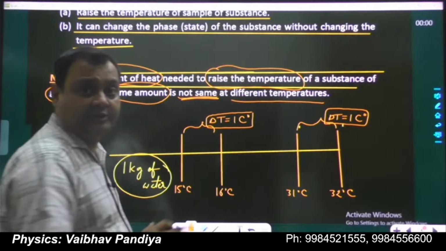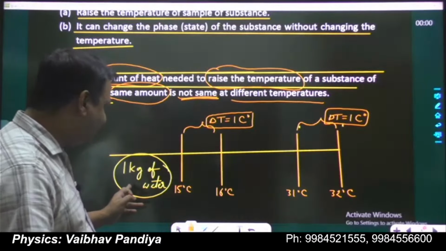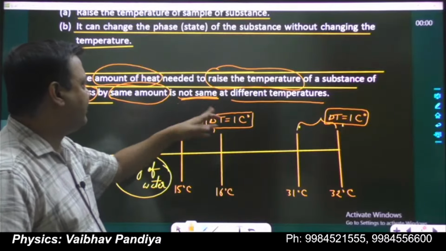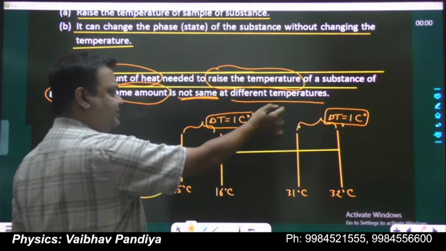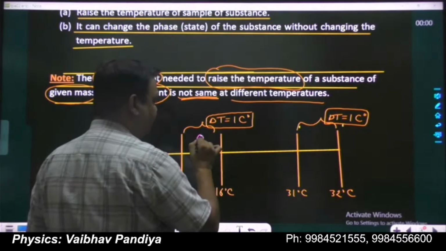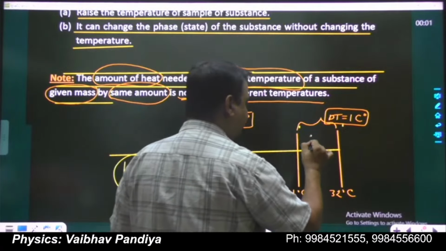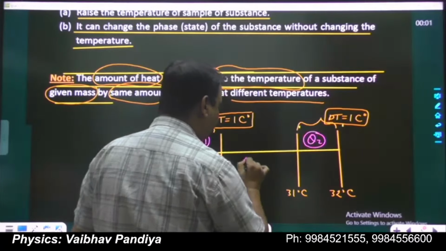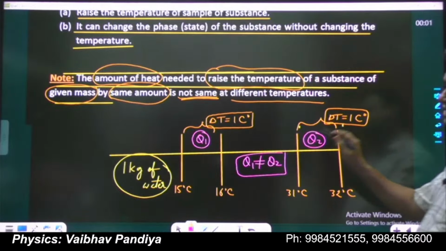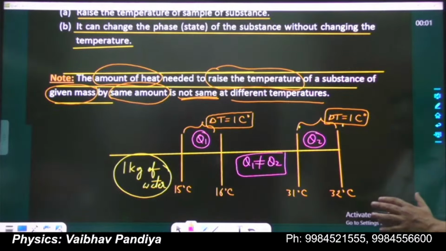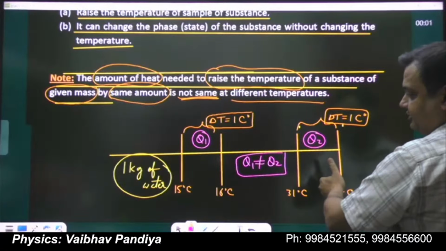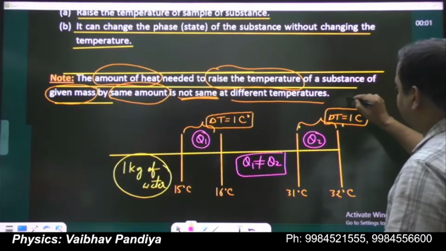So in both the cases, you can see the mass of water is the same, given mass. You are raising the temperature by the same amount, 1 Celsius degree, but the heat required will not be the same. Suppose here the heat needed is Q1 and here the heat needed is Q2. So Q1 will not be equal to Q2, okay? So this is a very critical point. The heat needed to raise the temperature by the same amount will not be the same at different temperatures. It will depend on the initial temperature. Note it down.